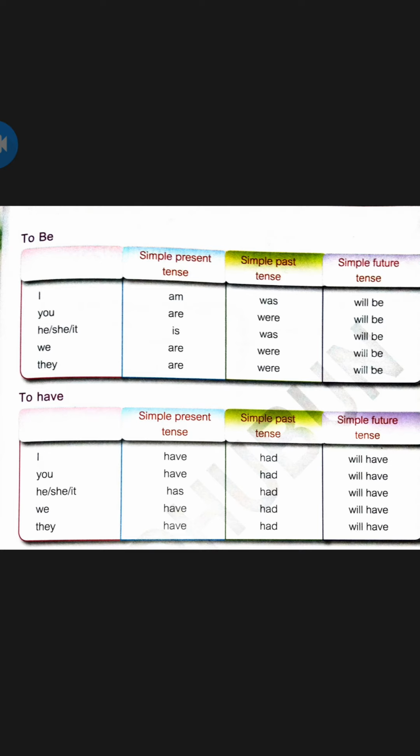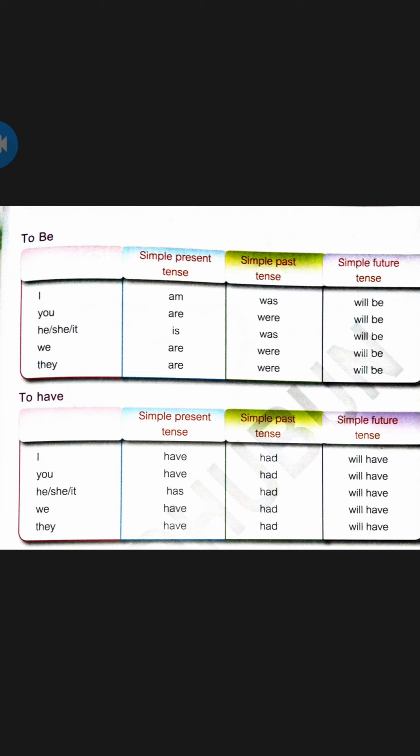Okay. Now class, listen here that WERE is pronounced as were, not where. Many of the students are pronouncing it as where. So it is wrong. Correct it. You have to pronounce it as were. WERE is were and WHERE is where. Clear? Now second one is to have.